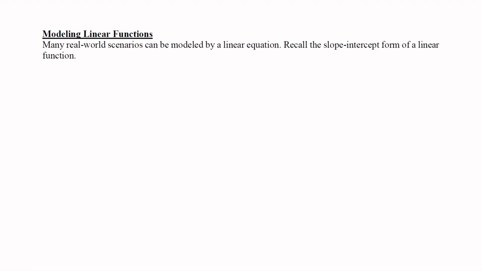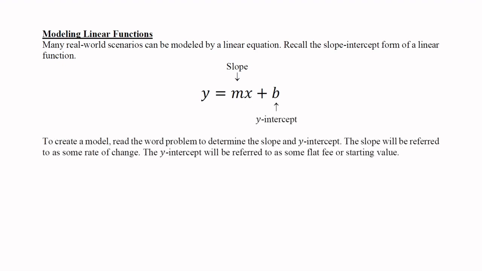Recall the slope-intercept form of a linear function, y equals mx plus b, where m is our slope and b is our y-intercept. To create a model, read the word problem to determine the slope and the y-intercept. The slope will be referred to as some rate of change. The y-intercept will be referred to as some flat fee or starting value.